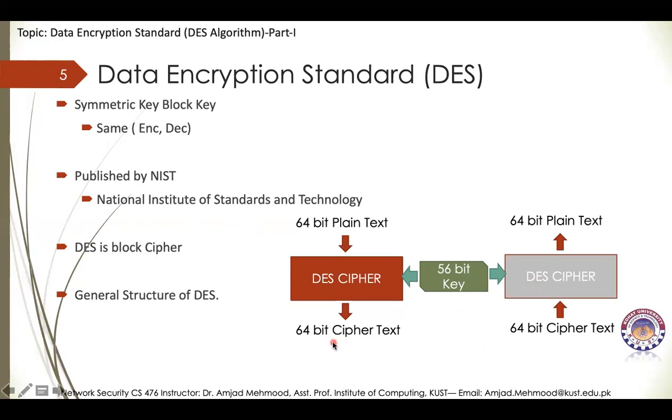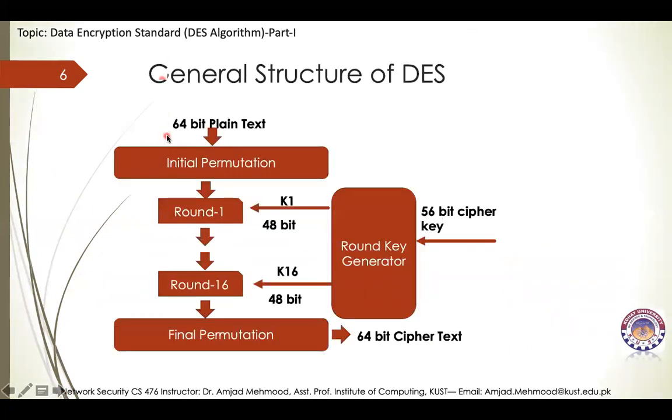Once you receive the ciphertext on the receiver side, the 64-bit ciphertext will be passed through the DES, and DES gives you back the plain text. So this is the general structure of DES. Now you can see here that the 64-bit plain text will be passed to the initial permutation, and then to round 1, and then it will go through rounds 2, 3, and so on, and finally reach round 16, and then the final permutation is performed, and after that you will get back the 64-bit ciphertext.